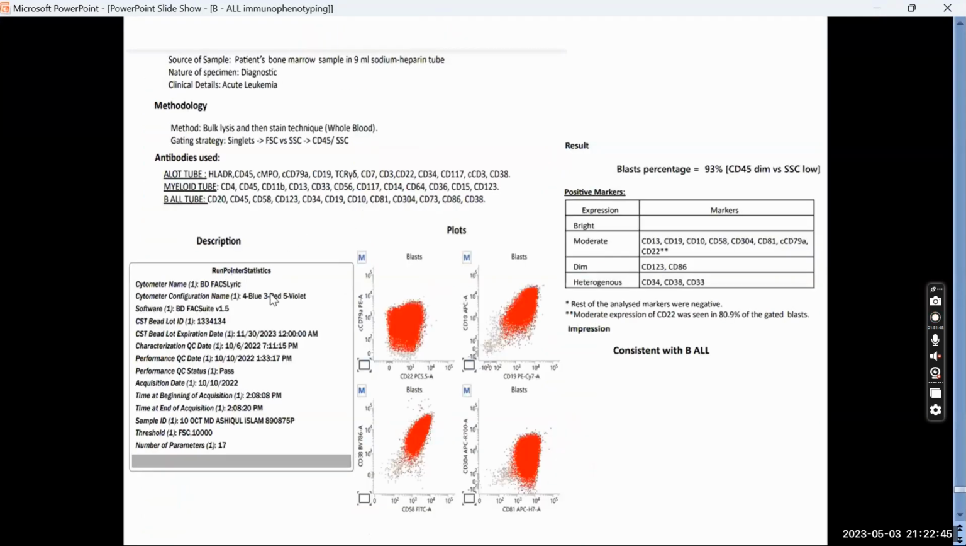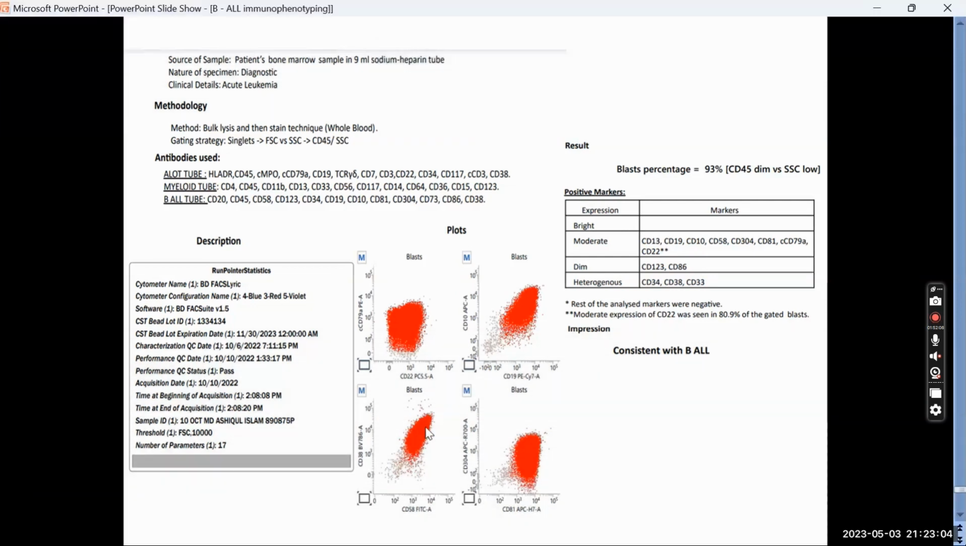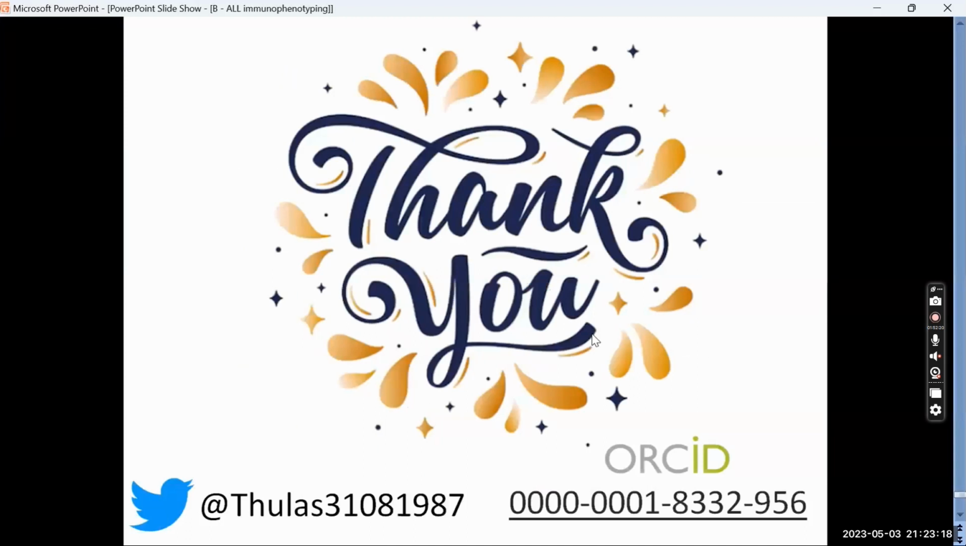Okay. This is another report where, as I said, percentages are not given much importance, but still they have told about the expression of markers. So now you see this is a case where the blast is expressing CD19 and CD10. It is expressing CD22 in a dim fashion. Again, CD79a in a dim fashion. CD38 is positive. CD58 is moderate positive. CD81. Again, showing the plot with internal controls will make more sense. See, dim is CD1, 2, 3 and CD86. Heterogeneous is CD34, CD38 and CD33. So again, it's consistent with B-ALL. Okay. So all these things have to be done.